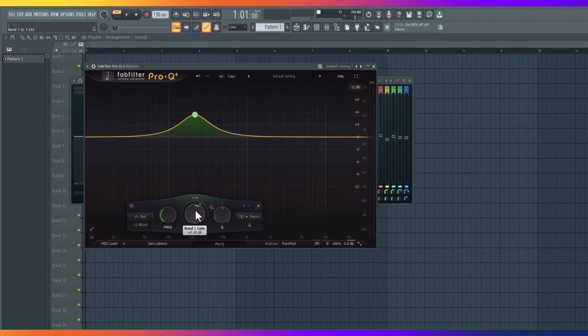And also we have what we call the gain. The gain is how much you want to boost or how much you want to cut. So this is the frequency. This is the frequency.